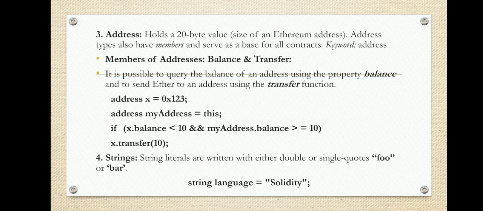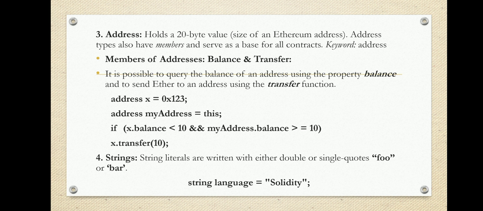In the second line you can see that one more data type, the address data type, we have used, and the variable we have declared, the variable name is my address, and it is initialized to this. Now here we have two addresses, like two variables, x and my address. Okay, you can see the third line.